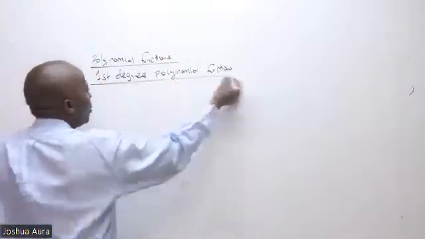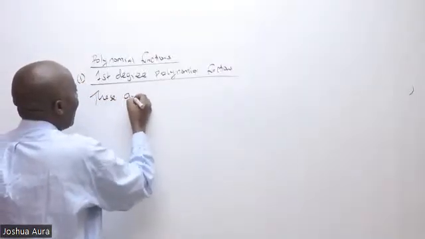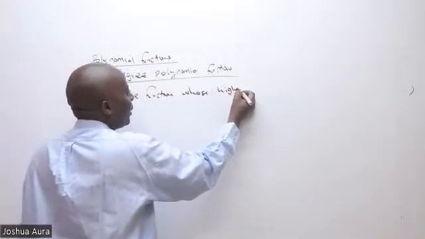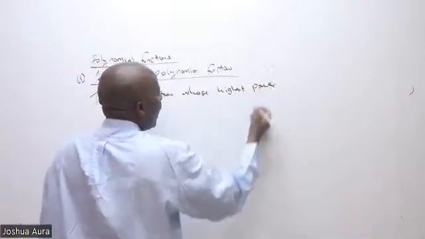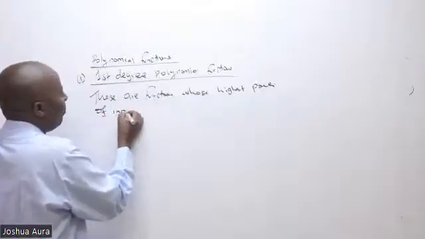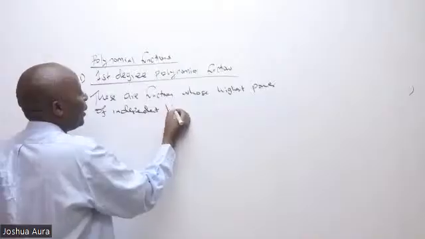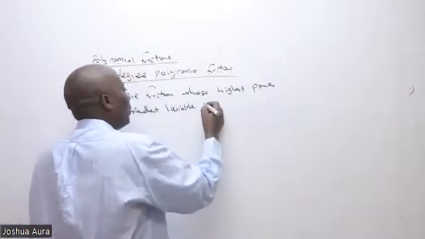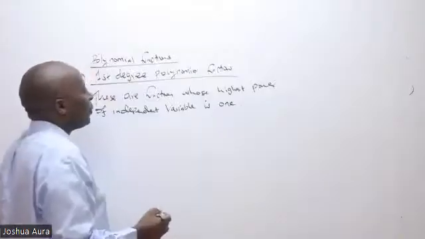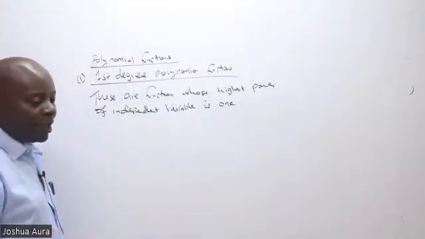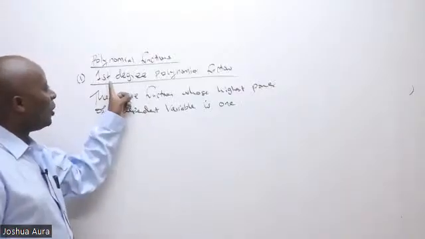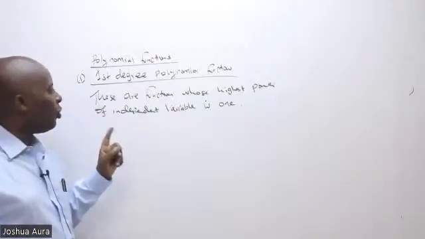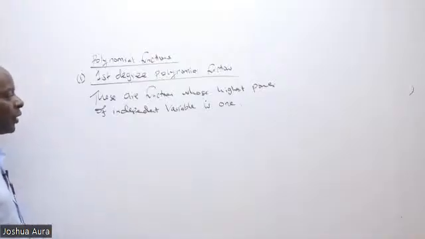So these are functions whose highest power of the independent variable is 1. All those functions whose highest power of the independent variable is 1 are called first degree polynomial functions.